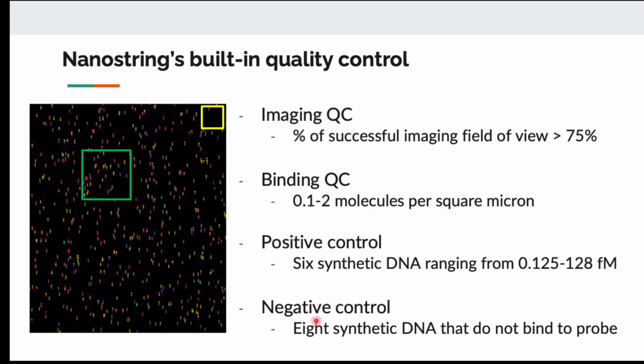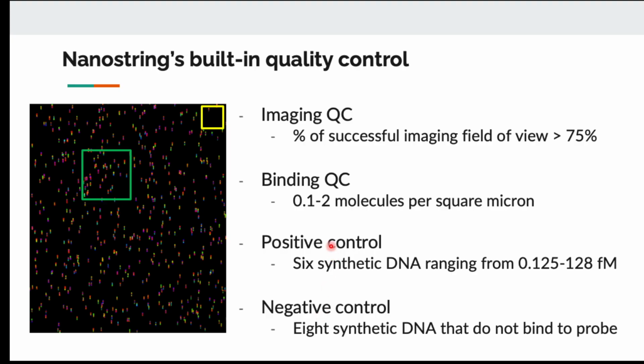So for negative control, this is simple. If you design a probe that shouldn't bind to any DNA, a probe that doesn't match to anything in the human genome, those would be negative controls. You shouldn't get any fluorescent patterns from those probes.